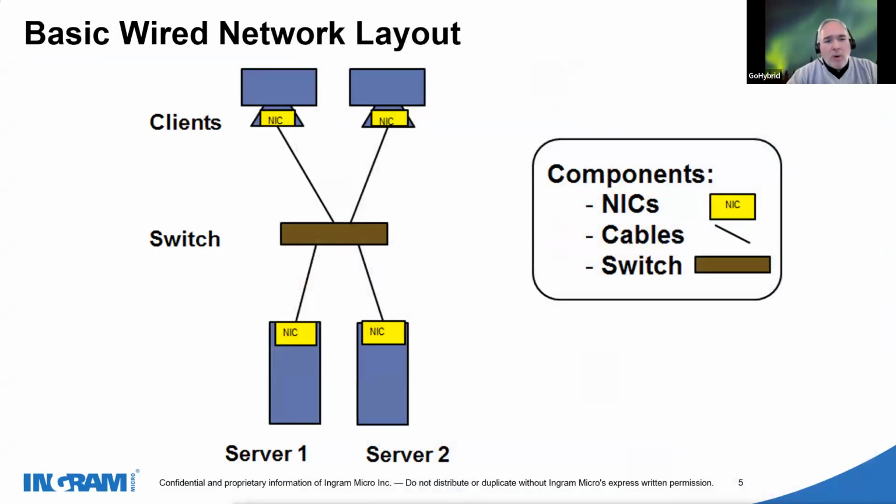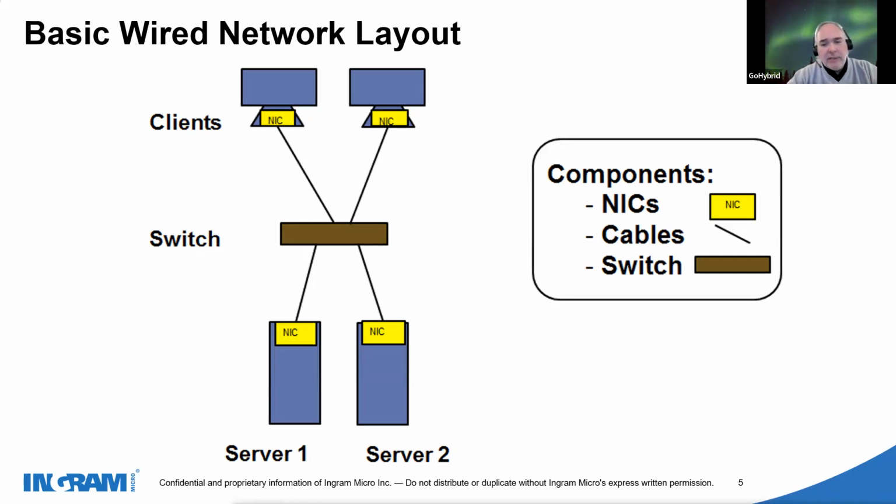So our basic wired network layout, this is basically the same for Ethernet or InfiniBand. Of course, the components are all going to be different, but the layout is generally the same. Every device that connects to the network must have a network interface card, or a NIC. This can be an add-in device like an expansion card, a PCIe card, or it could even be built in like it is for a lot of servers, printers, and NAS devices.